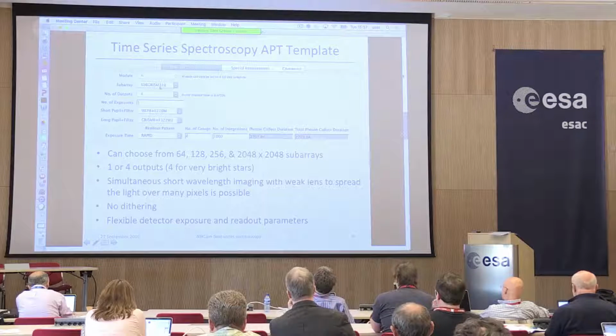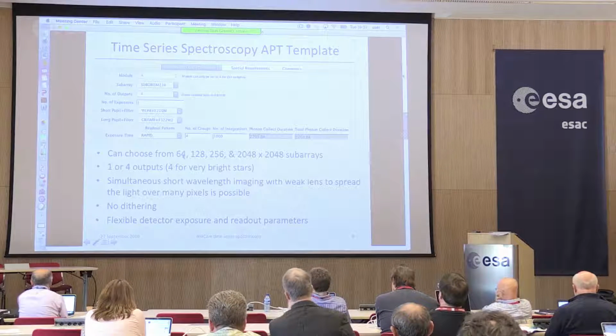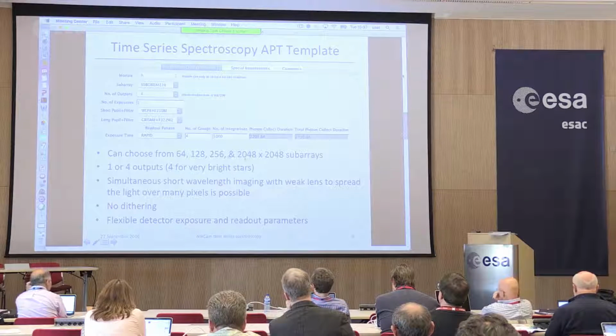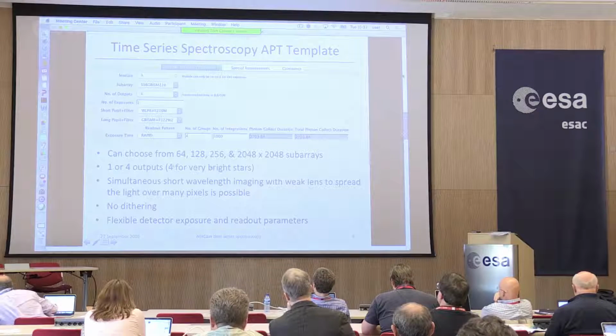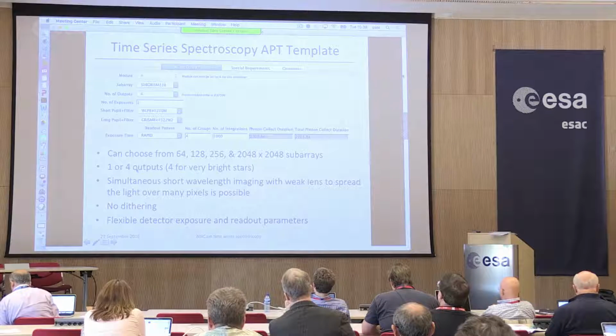We have 4 subarray choices here. They're 64, 128, 256, and full height by 2048 in length. Then we can also choose a number of outputs. This allows us to read the detector faster. If you have really bright stars, those saturation limits were for the 4 outputs.